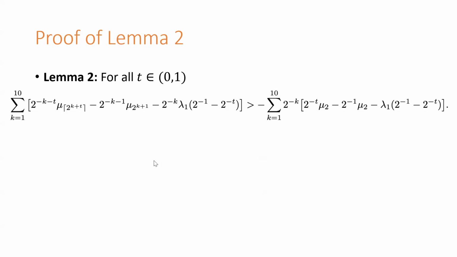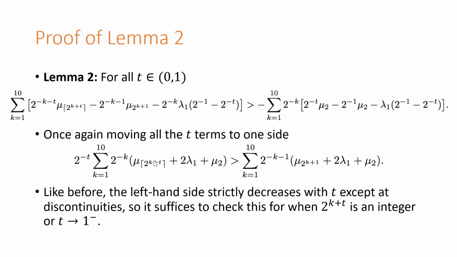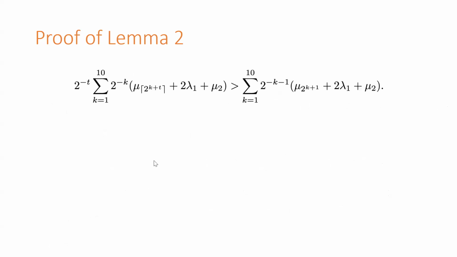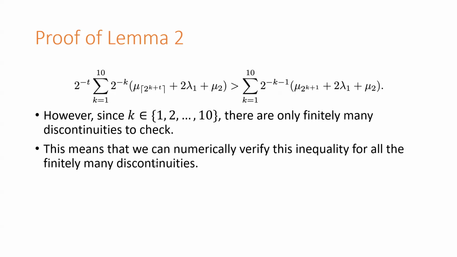So like before, you move the variables to one side. And then like before, this left side decreases unless T is at a discontinuity. So it suffices to consider the two cases. Like before, it's trivial as you approach 1 from the left. And now, because you only have finitely many discontinuities, since K is from 1 to 10, this is now just a purely computational task. So you put it into a computer and verify it. So now this is lemma 2. And like we said before, if lemma 1 and lemma 2 are correct, then the original thing is correct. So we have our lower bound.